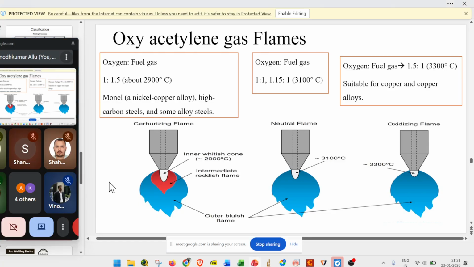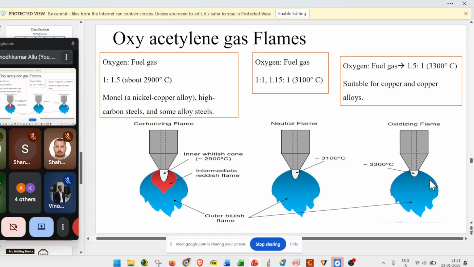The oxidizing flame will generate a much higher temperature compared to the remaining processes, but the problem is that it may cause oxidation in the welding pool, which is not desirable. We use the oxidizing flame where the molten metal is not much affected by oxygen, like copper and copper base alloys. And the neutral flame we can use for any materials.